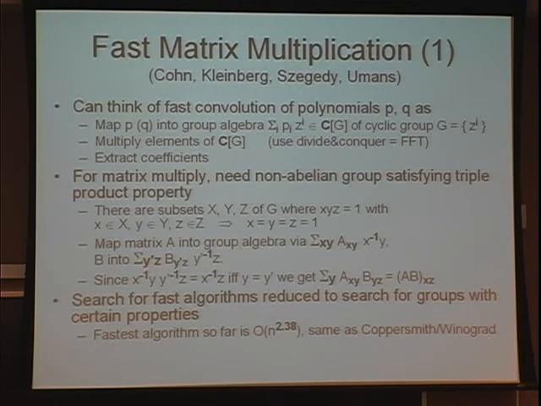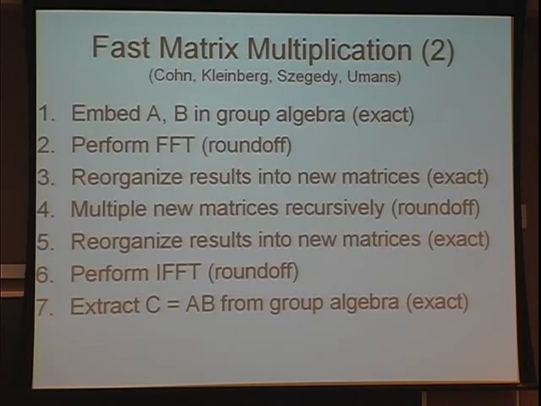The world record is currently Coppersmith and Winograd. It's about 2.38, and they found a group that matches. Okay, so this is a really brief tour, and this is where the group representation theory comes in. If you write down the algorithm at a really high level, this is what it looks like.